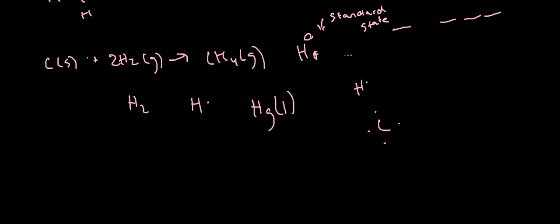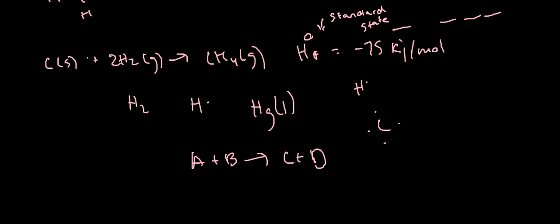And the enthalpy of formation for this is, what was it? It was minus 75 kilojoules per mole. And then once I have that, I can have some reaction where I have A plus B gives C plus D. And if one of these was like CH4 and then other stuff, I would just take their enthalpies of formation and then I would use Hess's law and it just becomes a regular problem.